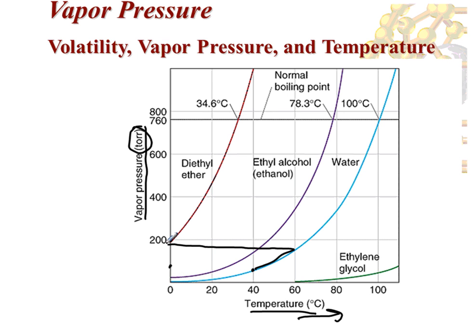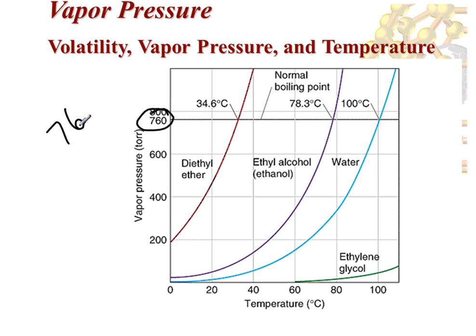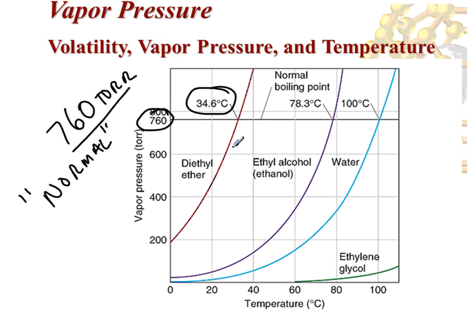So when we read this graph, one key thing we can tell is the amount of intermolecular forces something has. Because when we get right here to 760 torr, 760 torr is 1 atmosphere, or what we call normal. Whenever we refer to normal on these graphs, normal boiling point is going to be 1 atmosphere or 760 torr. So the normal boiling point of diethyl ether is 34.6. The normal boiling point of alcohol is 78.3. And the normal boiling point of water is 100 degrees Celsius.